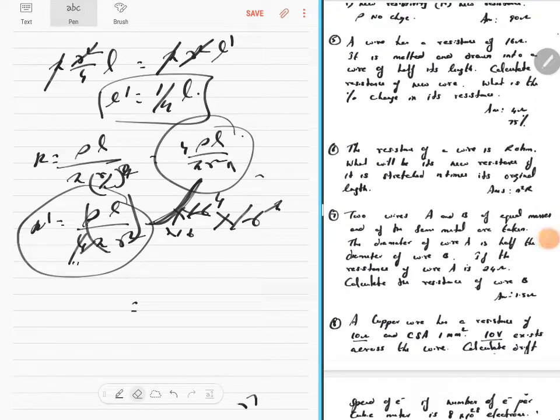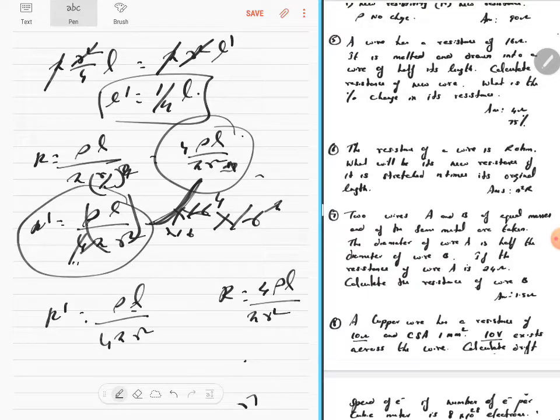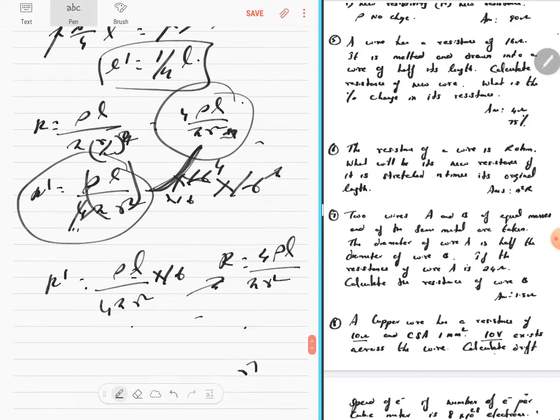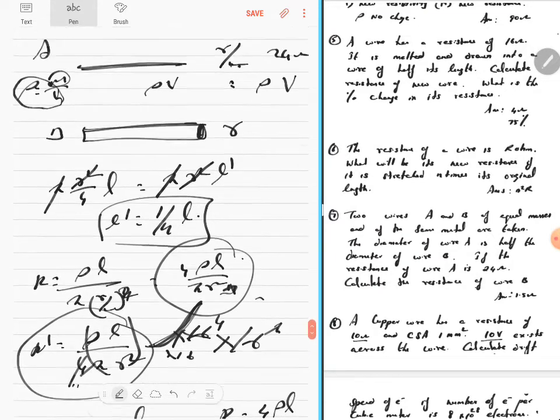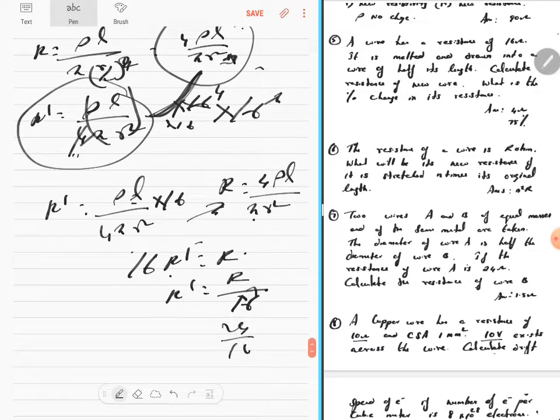Everything that we have done is correct. Only thing is, you see this R dash is rho into L by 4 pi r square, whereas original resistance is 4 into rho L by pi r square, correct? So can you see the relationship between this and this? If I multiply this with the 16, I will get R. So 16 into R dash is equal to R. R dash is equal to R by 16. That's the mistake. So then R itself is 24, and 24 by 16 will fetch you this answer, 1.5 ohms.